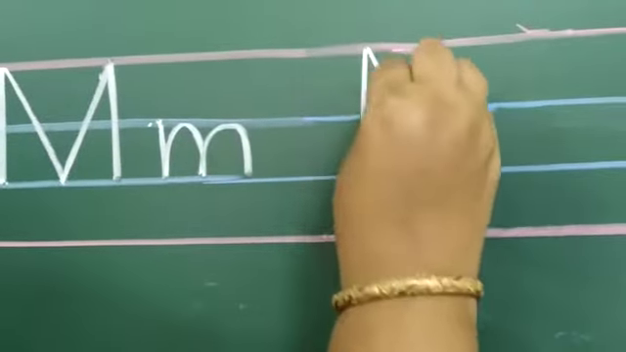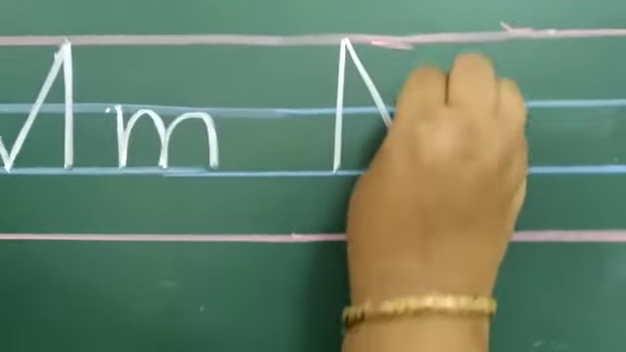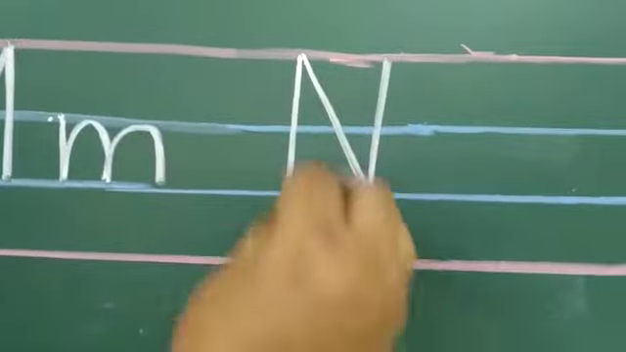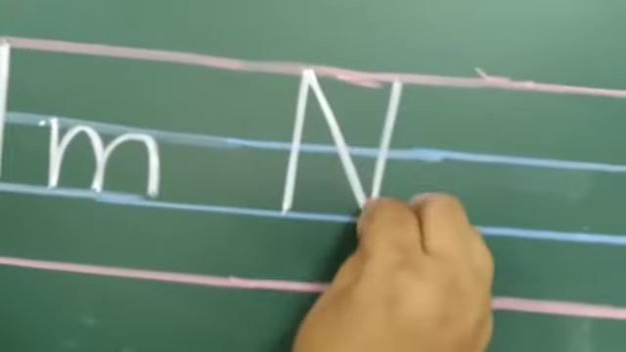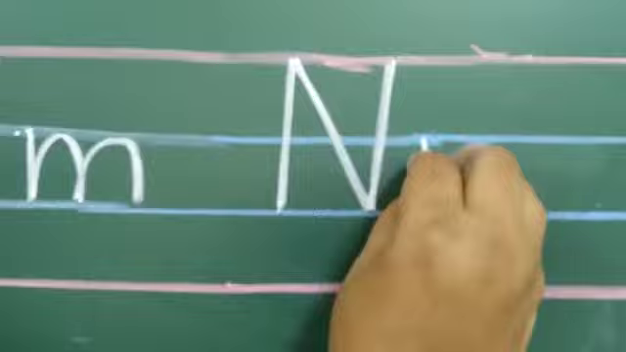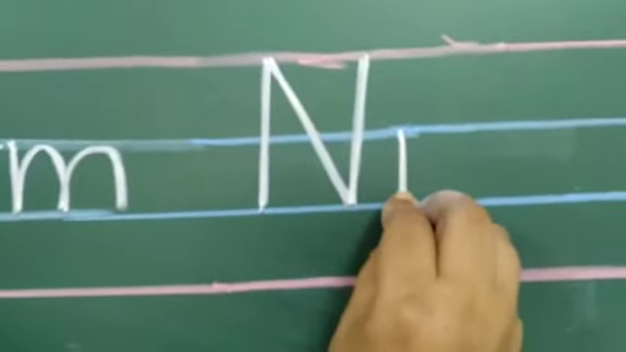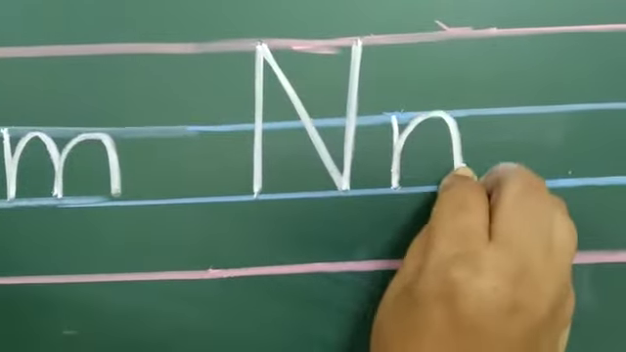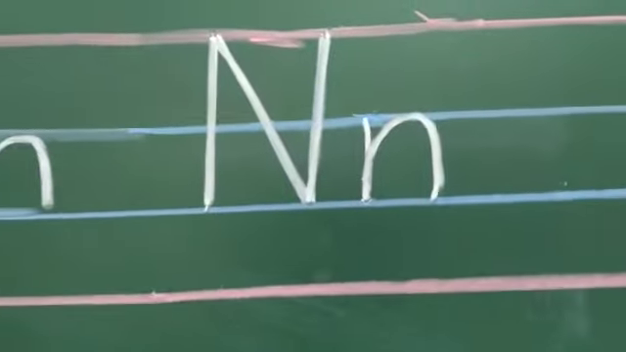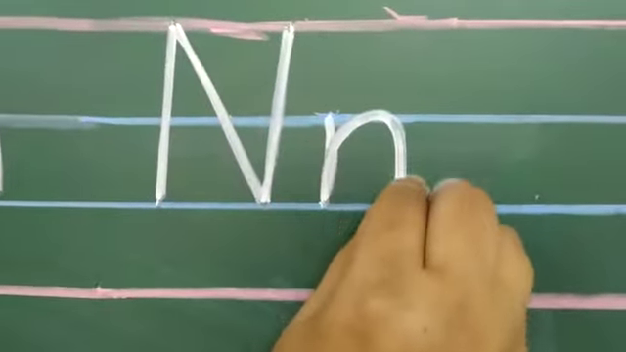One standing line, slanting line and one standing line. This is big N, okay? And small n is the same as m but half you have to write. One standing line and one bumpy bump. This is small n. Write like me only.